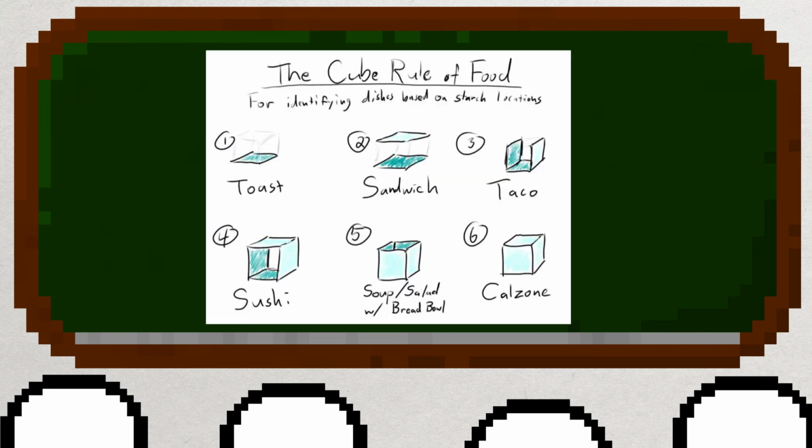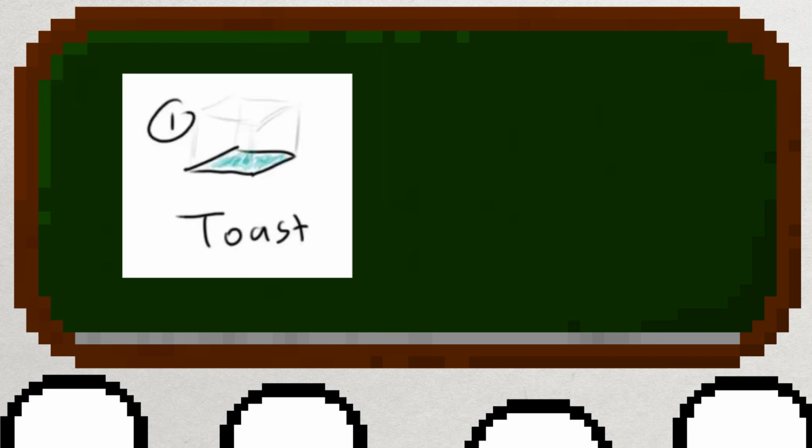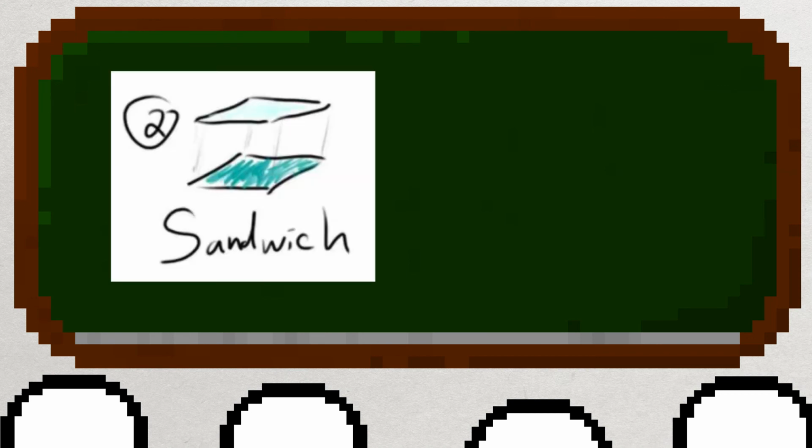This divides foods into 6 categories based on the location of the starch in reference to the filling. In diagram 1, we can see that the starch is on the bottom with the fillings on top. This is once again based in the refusal to accept the open-faced sandwich as a sandwich. The second diagram displays a typical sandwich, and it does label it as a sandwich.